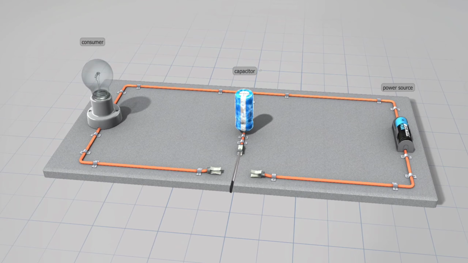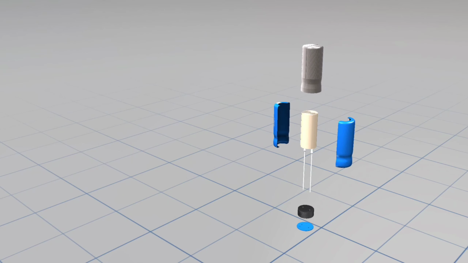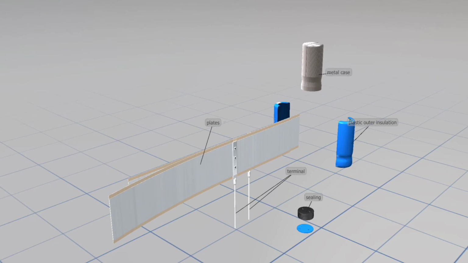Capacitors store electrical energy in the form of an electric field. The simplest capacitor is the parallel plate capacitor, which consists of two parallel metal plates separated by an insulating material. The metal plates are called the armatures. They function as the electrodes. The insulating material is called a dielectric.